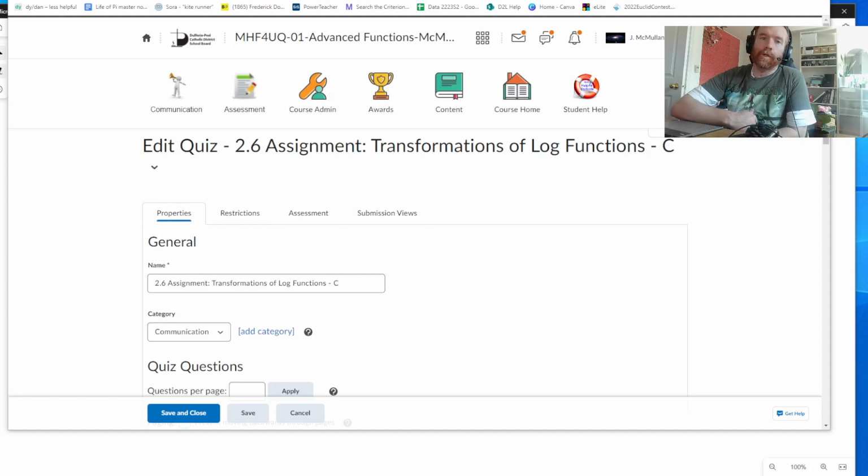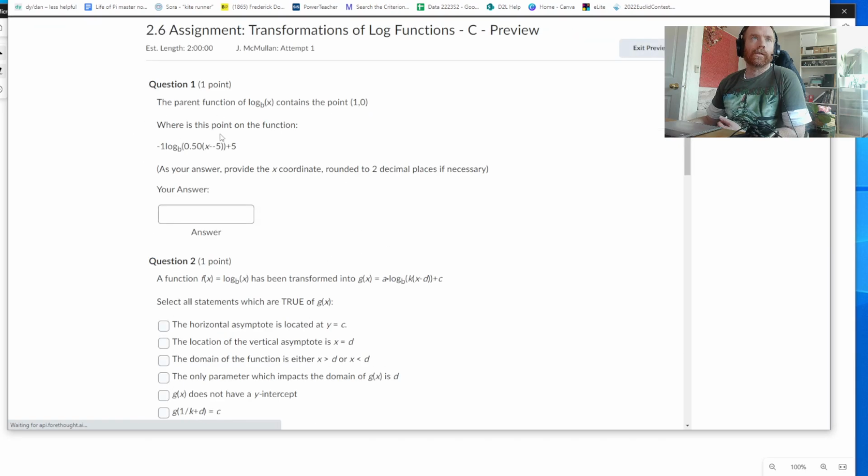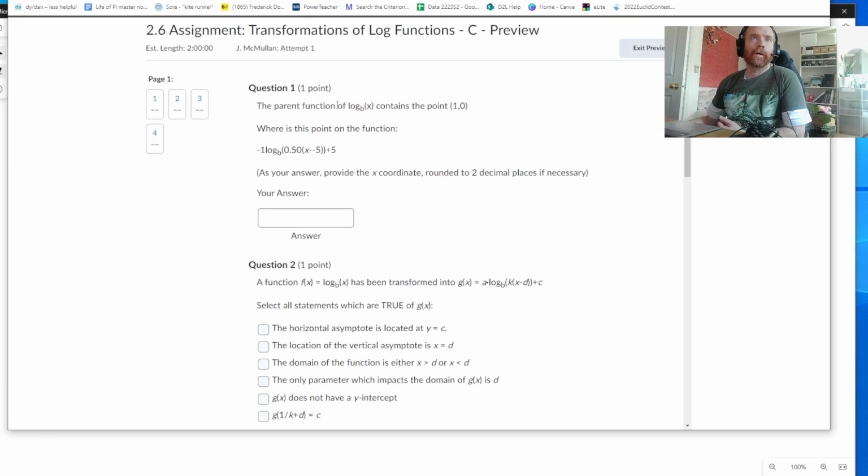I'm going to do a short video here just addressing the communication assignment, maybe just give some help on the transformations elements here. So if you want to go into the 2.6 assignment, you'll see there's a point on the parent function that you need to transform, right?